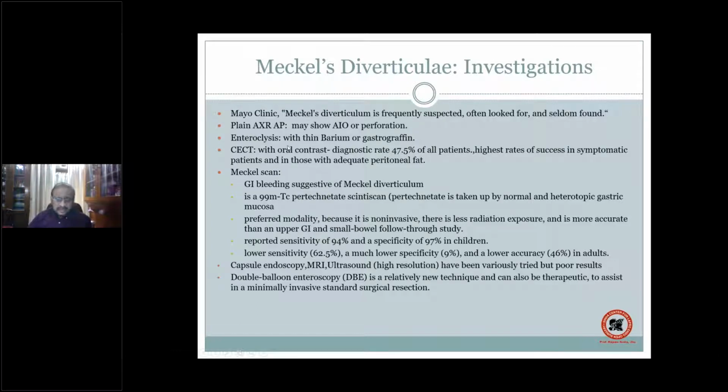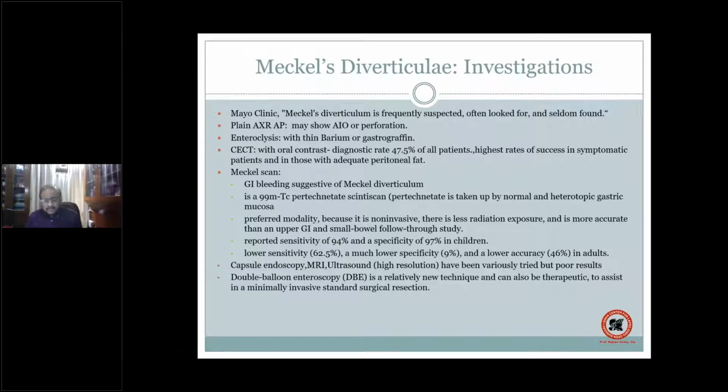Then a CT with the oral contrast. So you do a contrast enhanced CT scan with the oral contrast. The diagnostic rate goes right up to 47.5% of all patients, and the highest rate of success is in symptomatic patients and in those with adequate peritoneal fat. There the CT appears to be more informative as compared to the other group of patients.